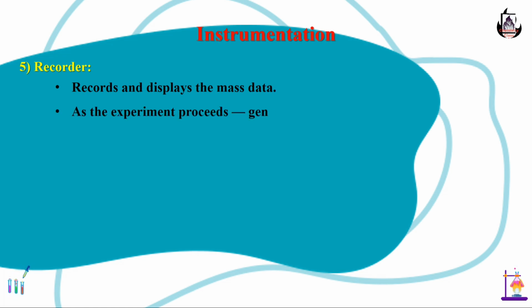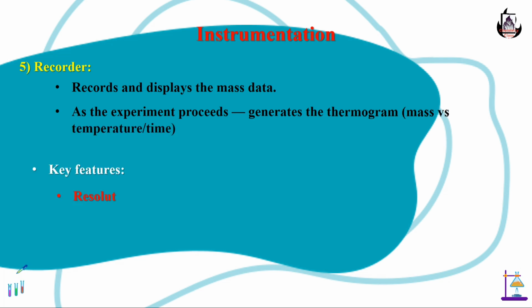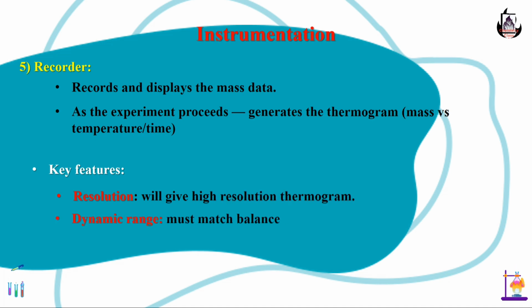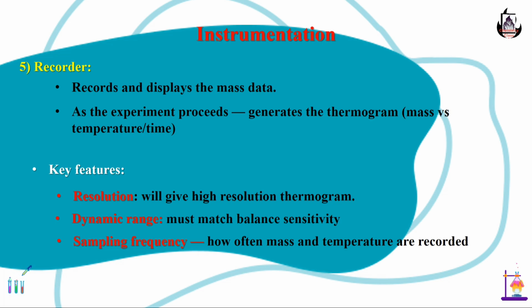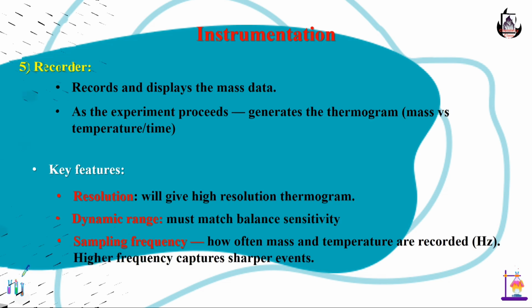And the final instrument in TGA is the recorder. It records and displays the mass data. As the experiment proceeds, it generates the thermogram, mass versus temperature or time. Key features of the recorder: it should have high resolution, it should have dynamic range, and it should have sampling frequency for how often mass and temperature are recorded. Higher frequency captures sharper events.